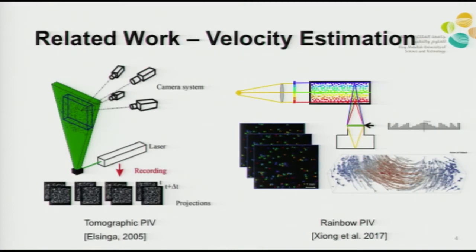Last year, we proposed a rainbow PIV system, which makes use of only one camera and fully reconstructs the 3D flow velocity field. The general idea is that we color encode the depth of the particles, and then the 3D motion of the particles can be tracked by combining the 2D spatial change and 1D color change.